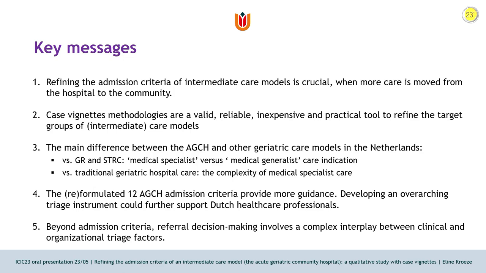So back to the questions, and I hope the answers, and that they're also clear for you. First, refining the admission criteria of intermediate care models is crucial when more care is moved from the hospital to the community. And case vignette methodologies are a valid, reliable, inexpensive, and practical tool to refine the target groups of care models or intermediate care models.